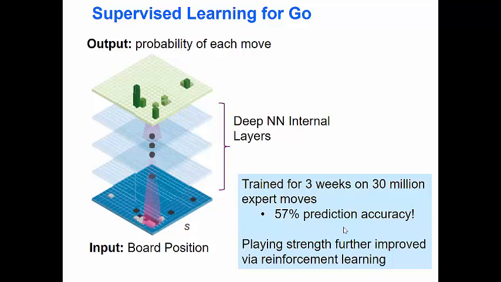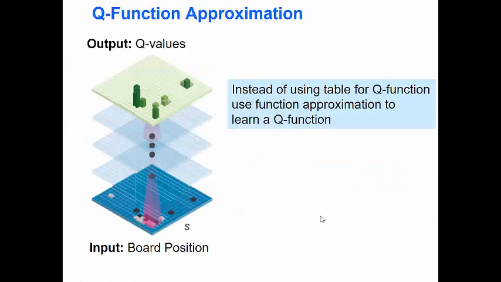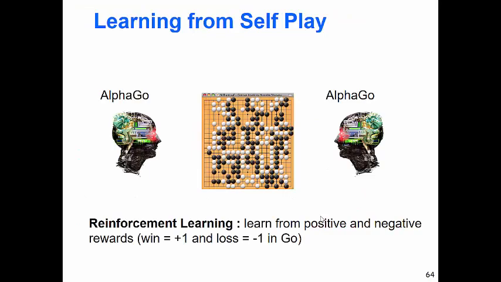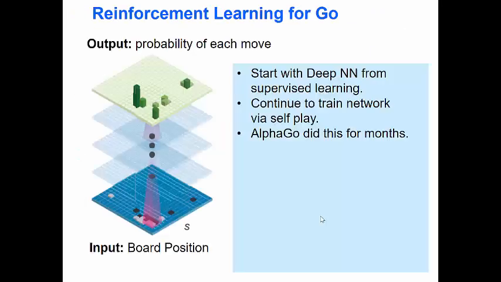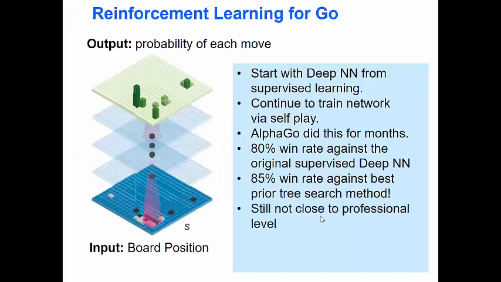And who knows, these experts aren't even really following a consistent strategy with one another. So that was pretty remarkable. And this is actually a pretty good player, but then they used that as an initialization for self-play. And we've talked about this for TD Gammon. Remember that? So they did this, and the result of that was they got an 80% win rate against the supervised deep network.